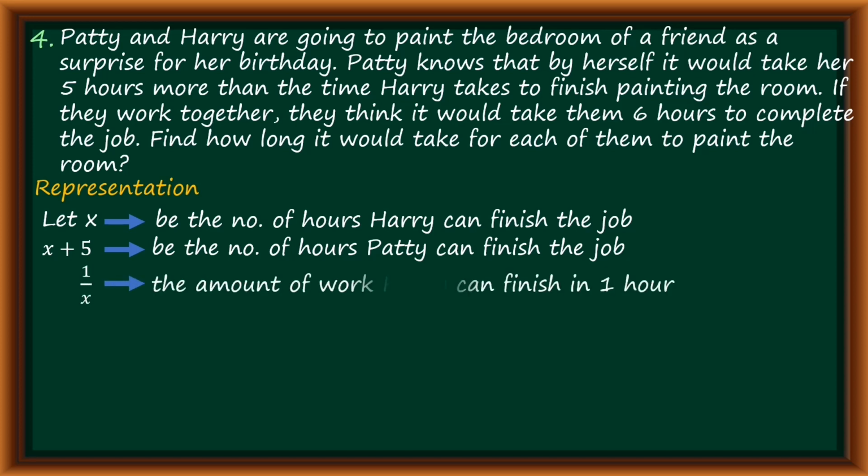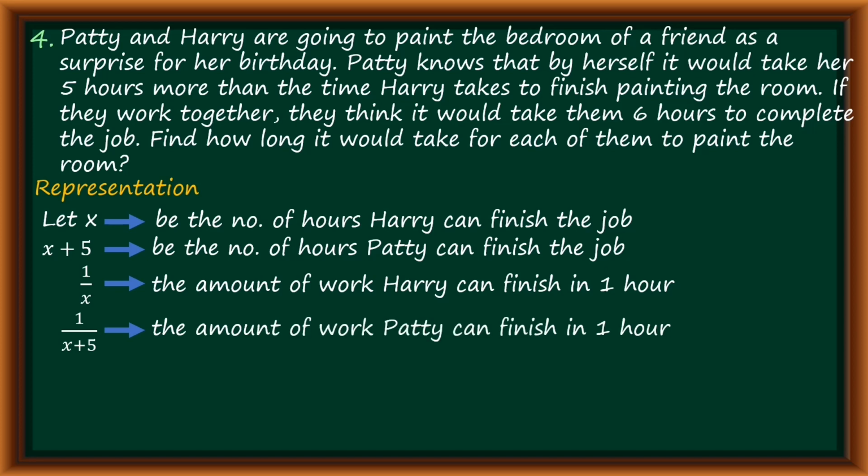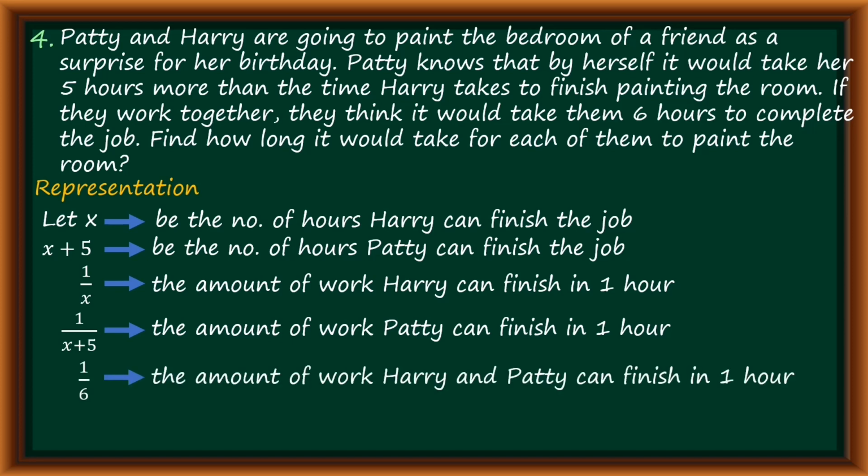1 over x be the amount of work Harry can finish in 1 hour. 1 over x plus 5 be the amount of work Patty can finish in 1 hour. 1 over 6 is the amount of work Harry and Patty can finish in 1 hour. Then for the equation, let us combine the amount of work Harry and Patty and equate it to the amount of work they can finish in 1 hour. So that is equal to 1 over x plus 1 over x plus 5 is equal to 1 over 6.